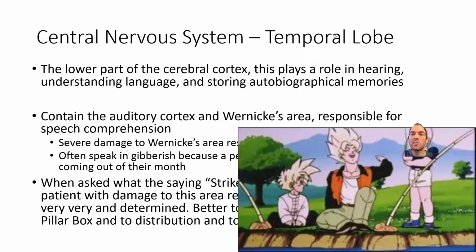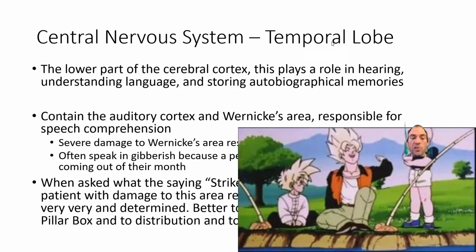Now let's move on to the temporal lobe, the lower part of the cerebral cortex that plays a role in hearing, understanding language, and storing autobiographical memories. The temporal lobe contains the auditory cortex and Wernicke's area, which is responsible for speech comprehension. Severe damage to Wernicke's area results in difficulties understanding speech. People who have damage to Wernicke's area often speak in gibberish because a person doesn't understand the words coming out of their mouth.